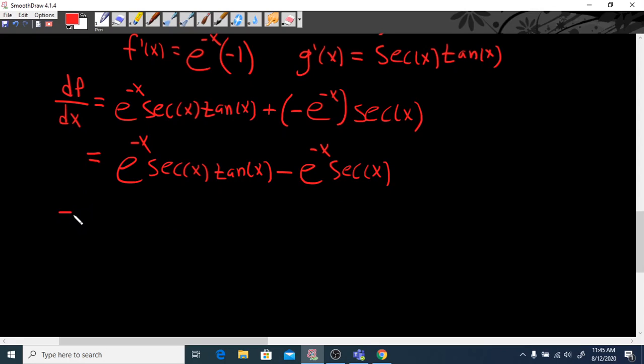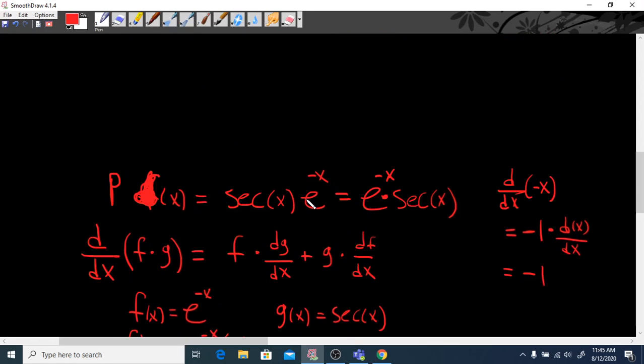You may see it written like this, but you might also see it written this way. We can factor by greatest common factor. E to the negative x secant x. And if I take this away from term number 1, all that's left is the tangent. And if I pull this out of term 2, think about multiplication, all that's going to be left is 1. So you may see it written like this as well. Okay? Cool.